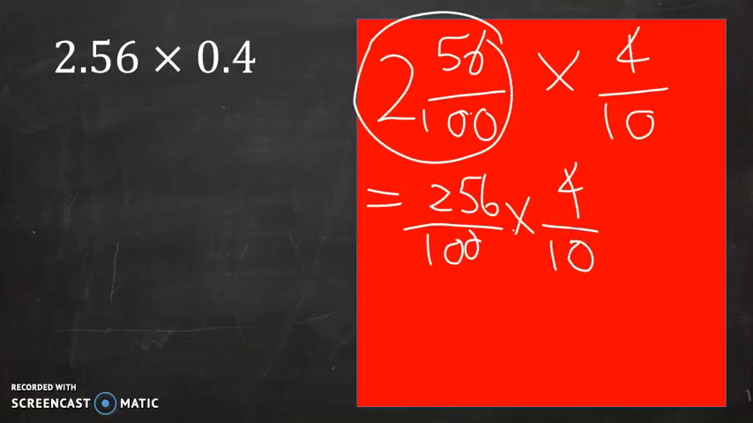So, straight away I can see that I need to multiply 256 by 4. And that is the first step in doing these kinds of questions, is to ignore the decimal place. If you ignore the decimal place, you get 256 by 4. So we're going to do that over here.